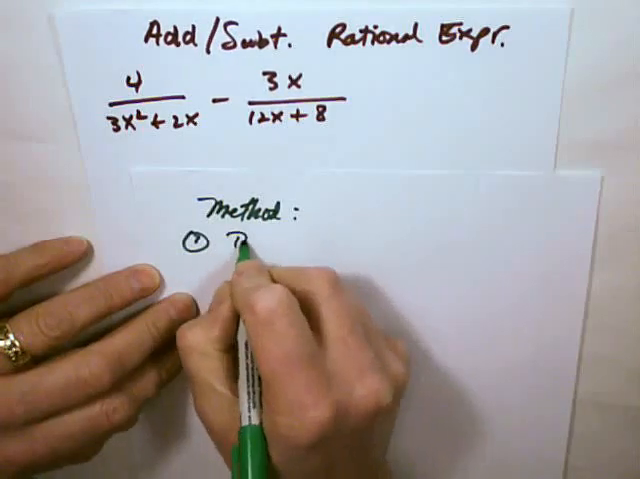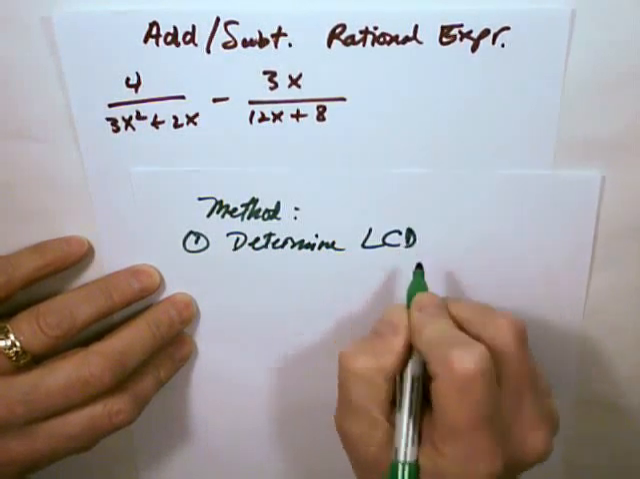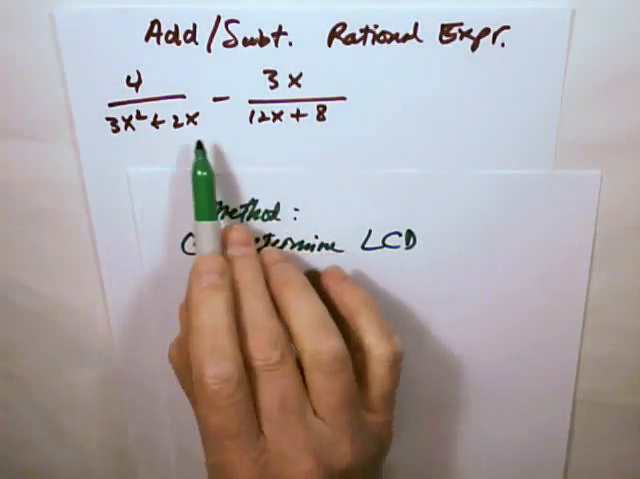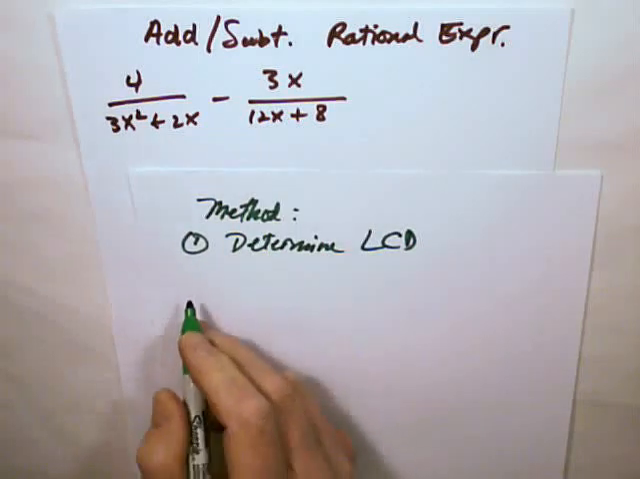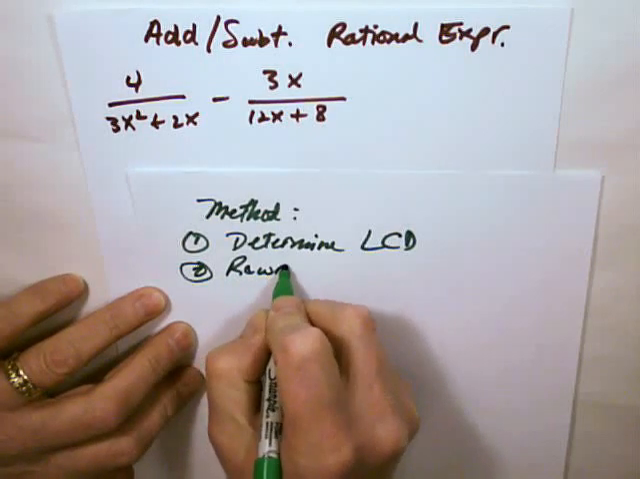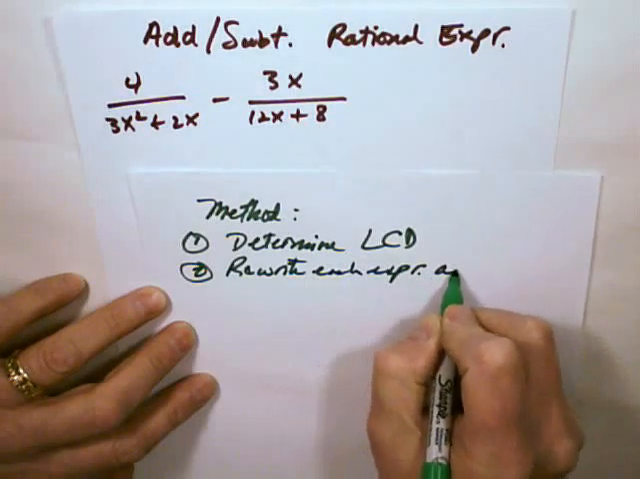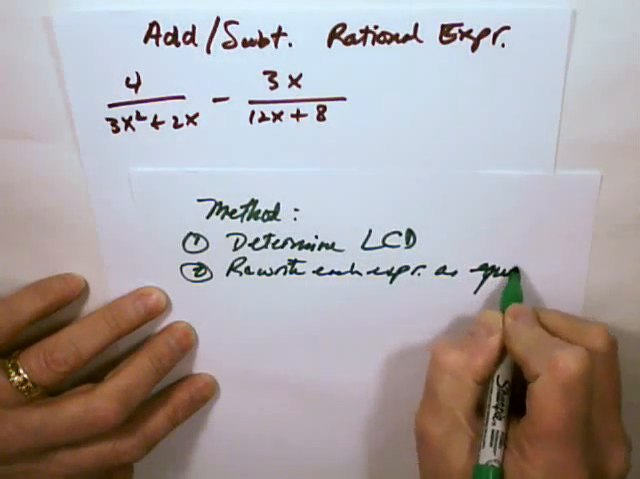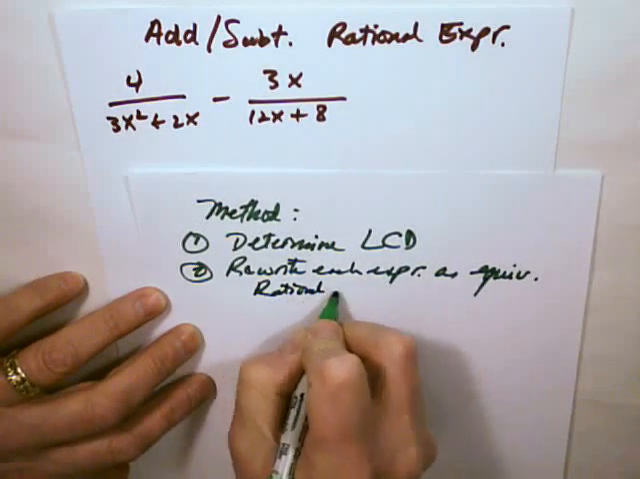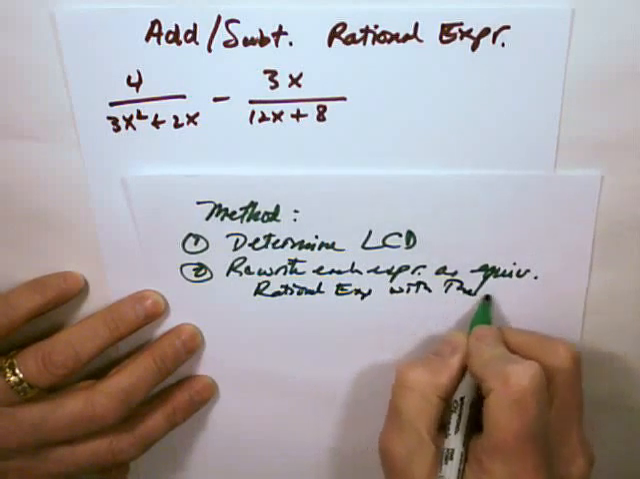First thing we do is we're going to determine the least common denominator. Okay, remember that means to find the common factors between the two denominators. The second thing is to rewrite each expression as an equivalent fraction, as an equivalent rational expression with the LCD.